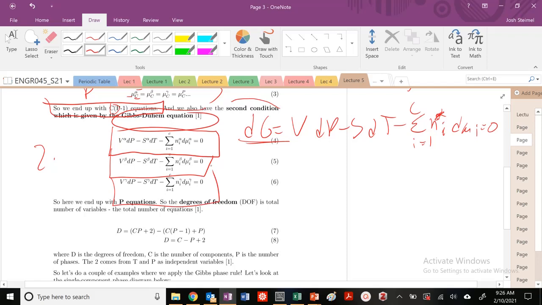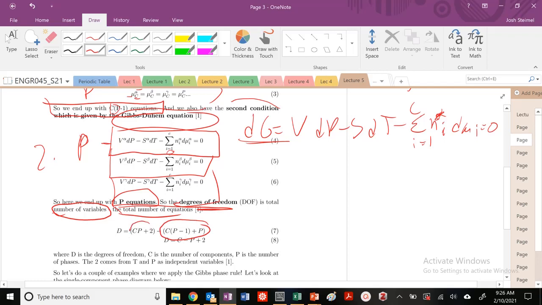So then here, we're just dealing with not components necessarily, even though the components are in here. We're just dealing with P equations. So now our degrees of freedom is going to be essentially the total number of variables minus the total number of equations that we have. So the total number of equations is C times P minus 1 plus P number of equations.